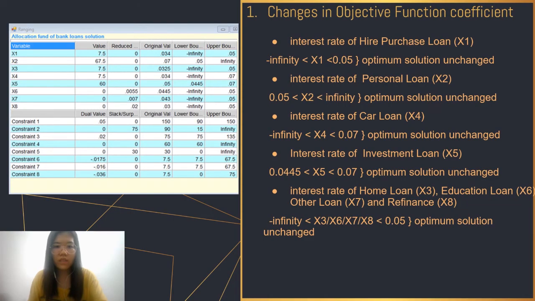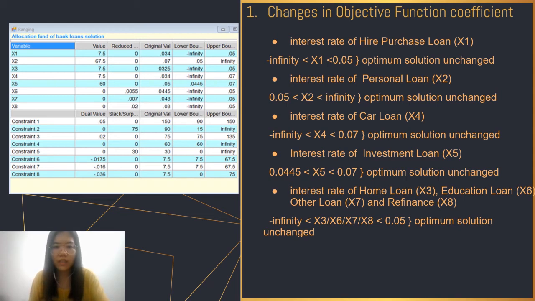For sensitivity analysis, there are two approaches that need to be involved, which are the changes in objective function coefficients and changes in right-hand side. First, not every change in objective function coefficients will cause the optimum solution to change. In this case, the coefficients are the interest rate of loan. For x1, its original interest rate is 0.034. Its lower bound is negative infinity and the upper bound is 0.05.